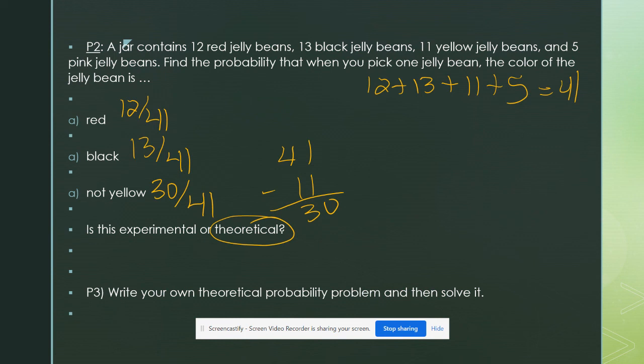Again, this would be theoretical because it doesn't say any experiment has happened yet. They didn't say Suzanne picked 150 times out of the jar, or whatever, that they would have actually done the picking and then putting it back. If you could write your own and bring that to class tomorrow, then that'll be the rest of your credit for these notes.